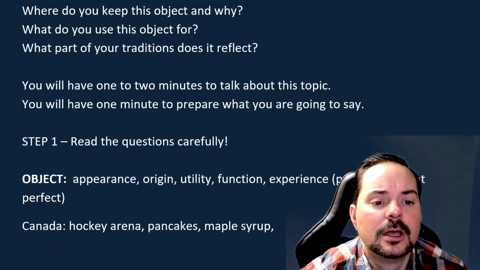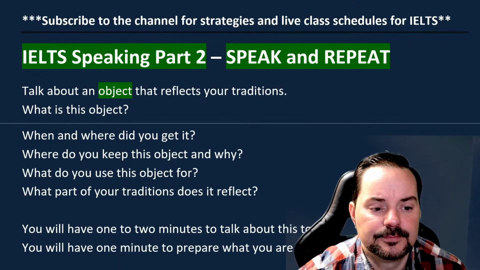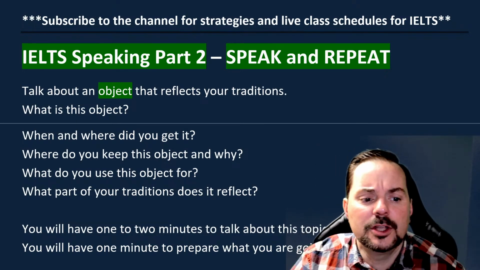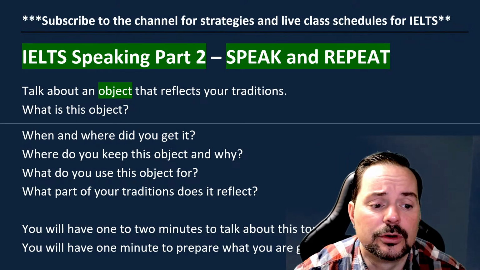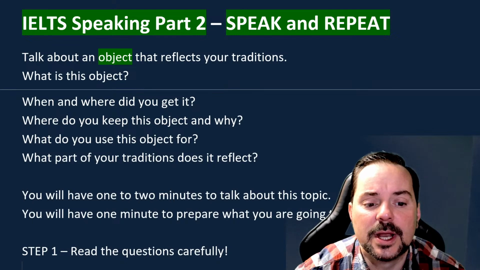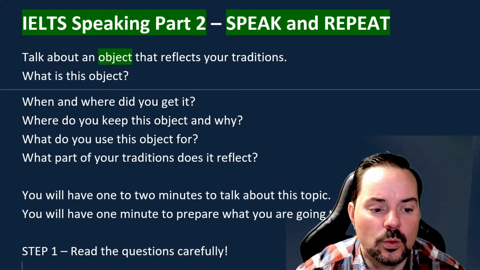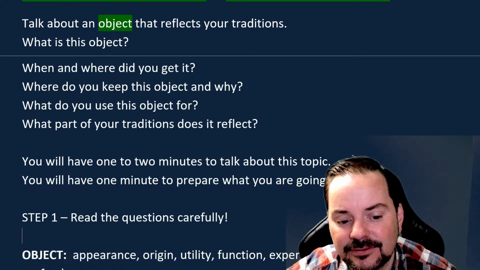Okay. So let's do that one more time. So this is again speaking part 2. Talk about an object that reflects your traditions. What is the object? When and where did you get it? Where do you keep this object and why? What do you use this object for? What part of your traditions does it reflect?